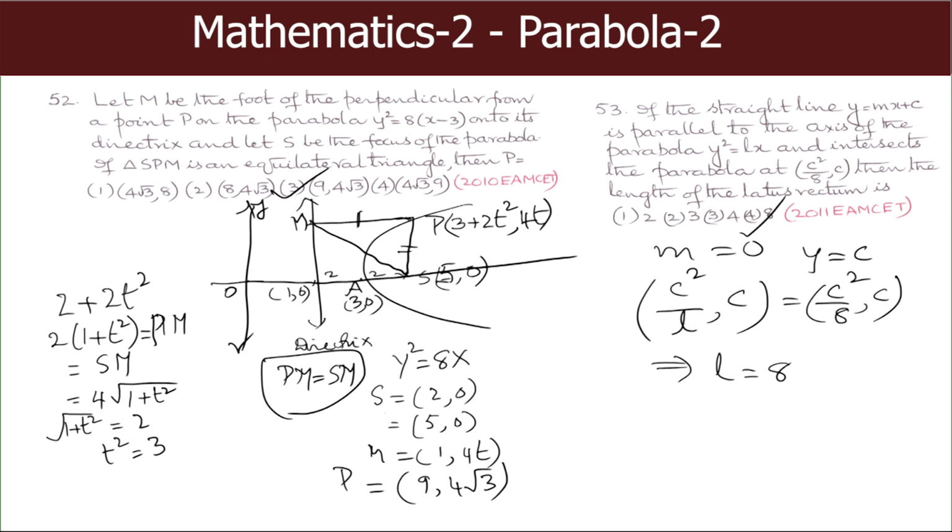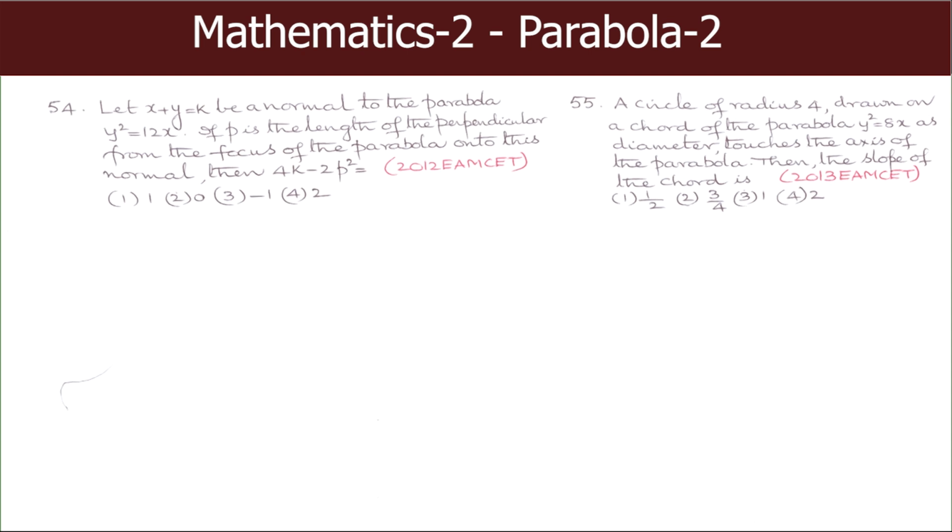So, look at these two questions. Well, this is fairly simple, much simpler than this. Let x plus y equal to k be a normal to the parabola y square equal to 12x.